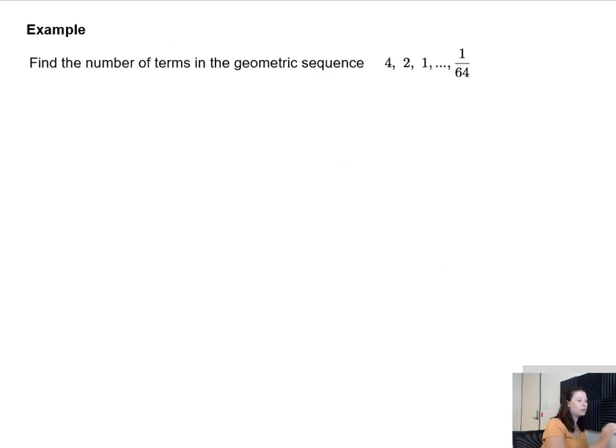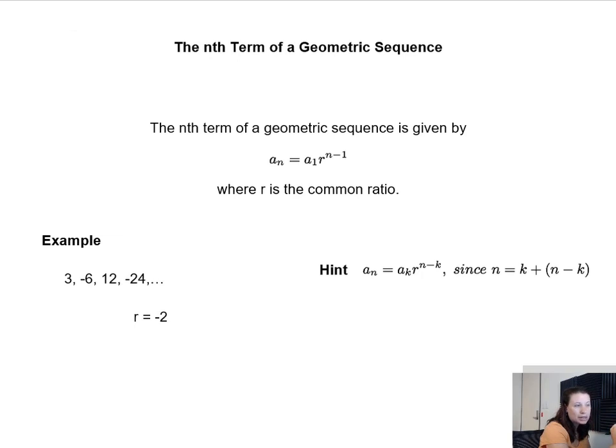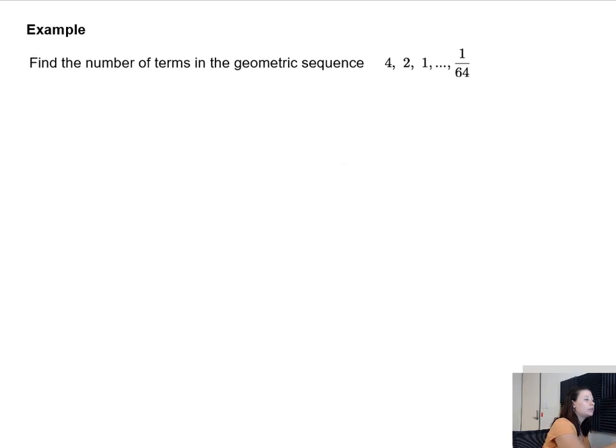All right, so an example here. Find the number of terms in the geometric sequence. Basically, we're finding n, right? Okay, so remember our formula, right? Go back and see what it is. a_n equals a_1 times r to the n minus 1. So then we have a_n is equal to a_1 r to the n minus 1. Okay, so a_n is the last term. That's 1 over 64 is equal to a_1. That's the first term. That's 4 times r to the n minus 1.